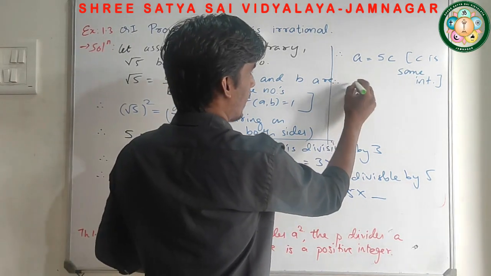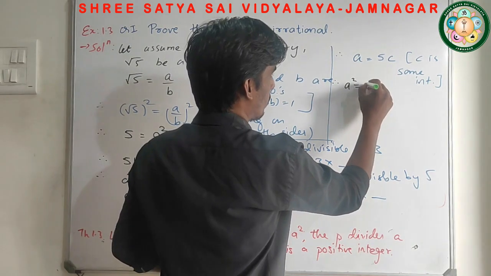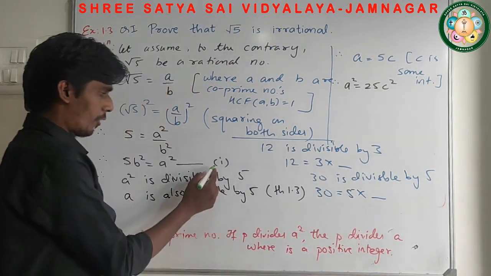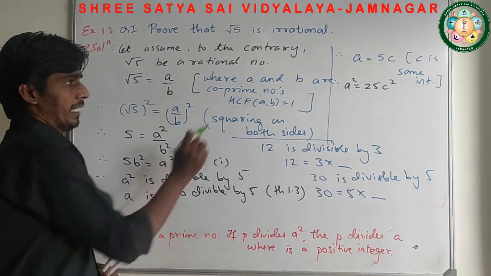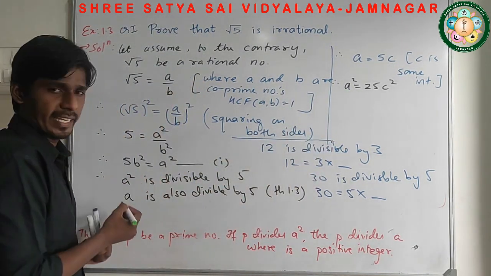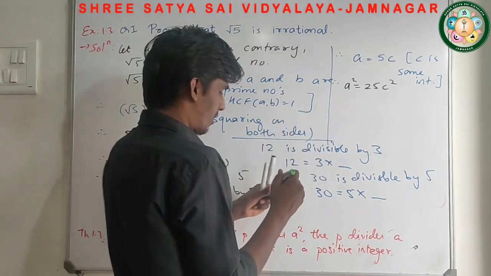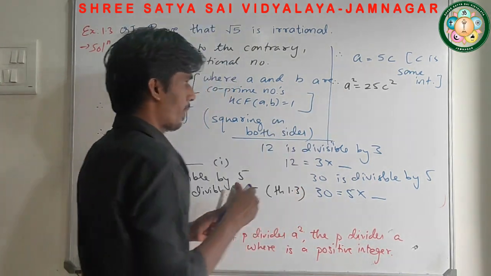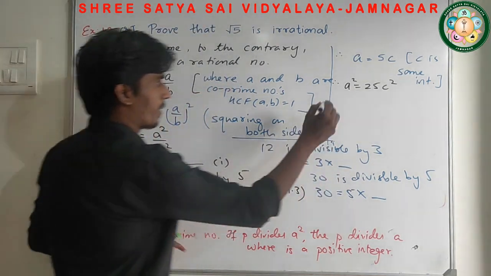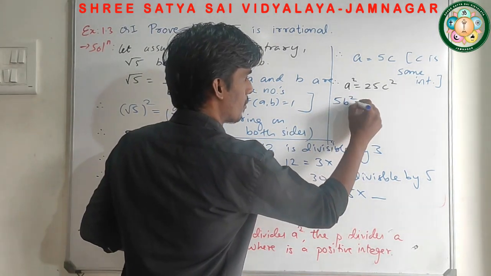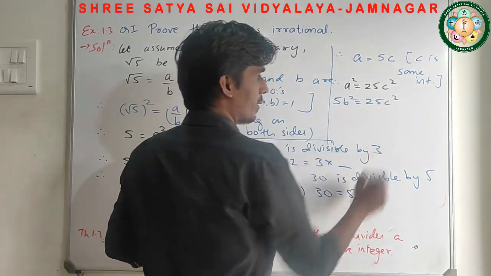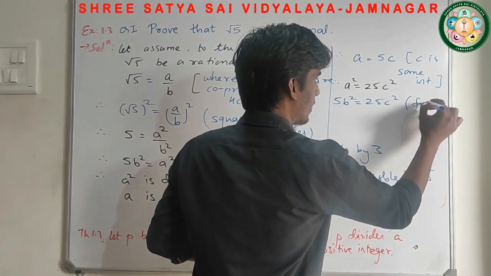Squaring both the sides, I get a square equals to 25 c square. Now from 1, what is a square? This a square, we are going to replace this value here. What will come in place of a square? 5b square. So instead of a square I am going to write 5b square. From a square equals to 5b square, equals to 25 c square. Reason is from 1.